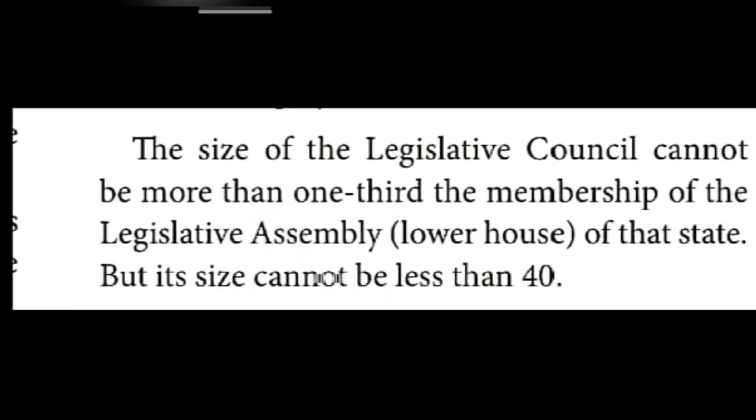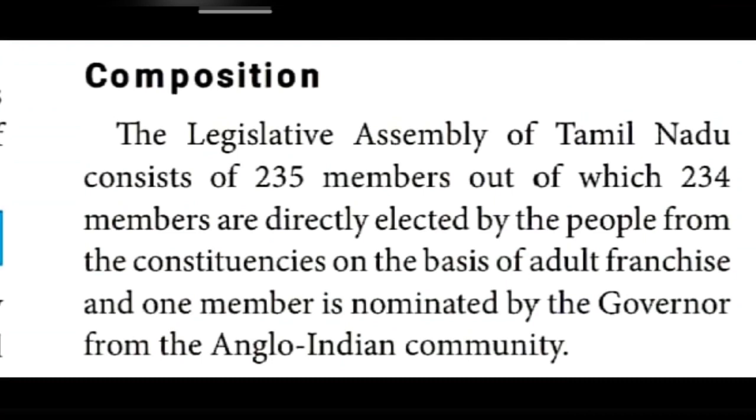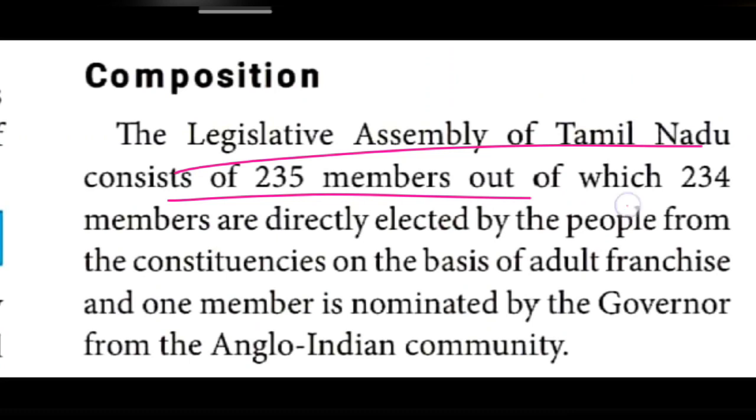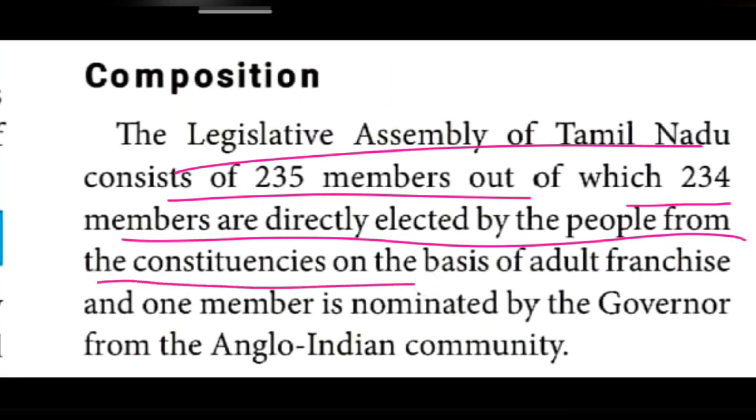The next thing given is composition. Composition regarding the legislative assembly. Just before I told, it's a lower house. It's a popular house. Moreover, it has the real power, the real center of power of the state, like that I said, is it? So legislative assembly of Tamil Nadu, here it is given. See, the legislative assembly of Tamil Nadu consists of 235 members, out of which 234 members are directly elected by the people from the constituencies.